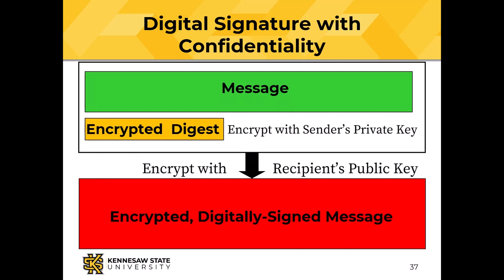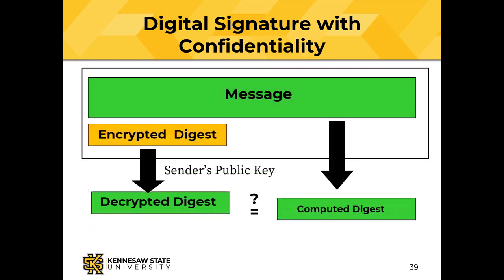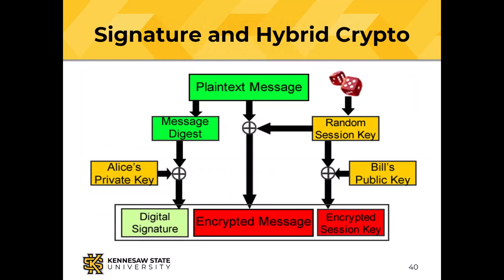Message and encrypted digest get packaged together and encrypted with the recipient's public key. That one's red at the bottom because only the intended recipient can decrypt it. And it works this way. The recipient decrypts the whole package and now has message and digest and can do that thing I just showed you to validate the digest, just like we saw a moment ago. The trouble with that is that public key encrypting of the message is computationally intensive.